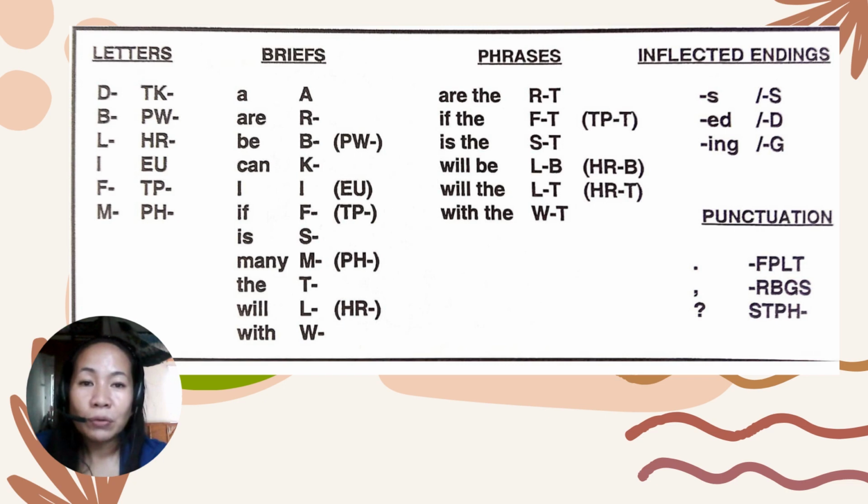And for inflected endings, we use final S to add plurality to a word, like dog, and we make it dogs. For ed, to change it to past tense, like help and then helped, we just add the final D to represent ed. To represent ing, we press the final G. For punctuation, period will be represented with FPLT, comma will be RBGS, and question mark will be STBH.